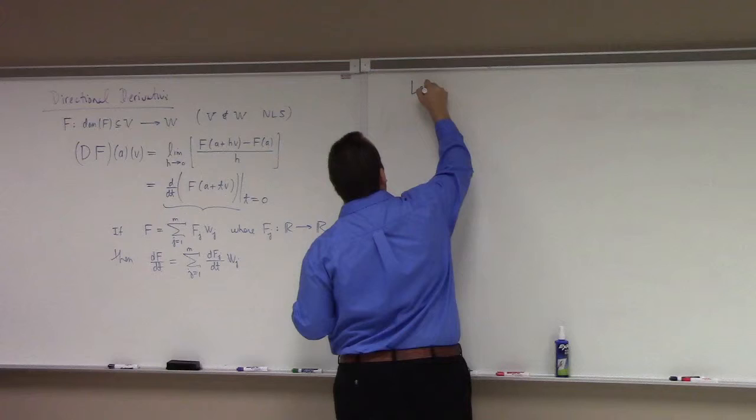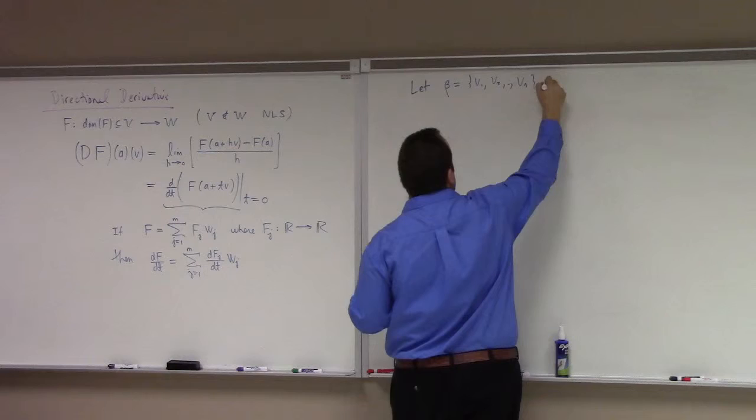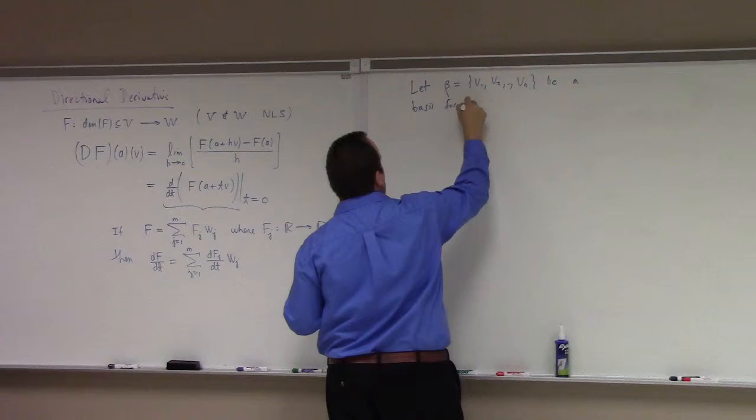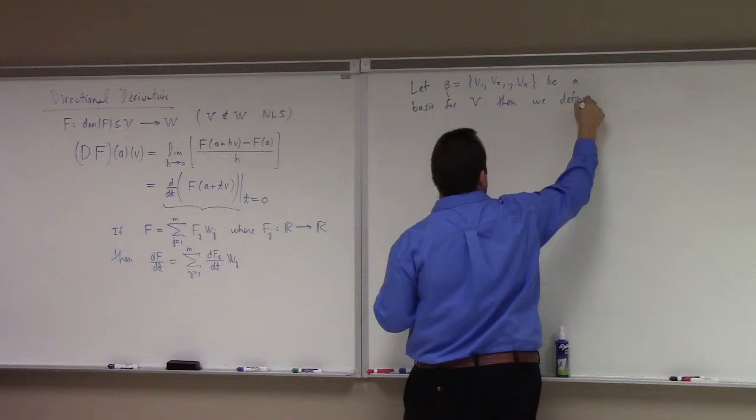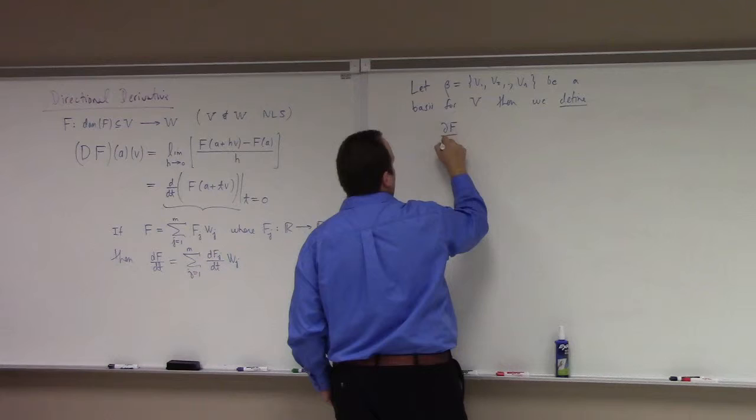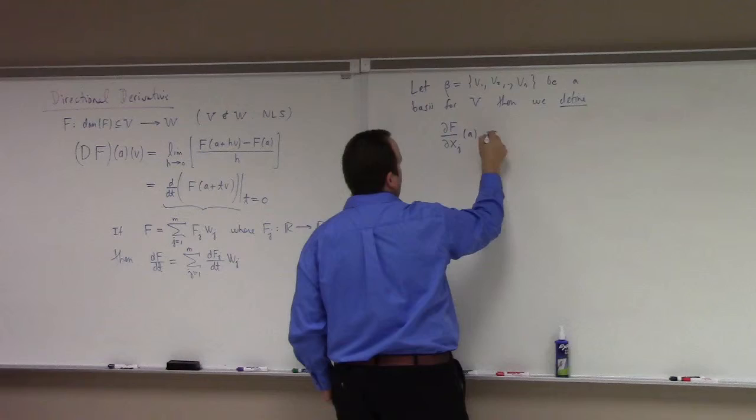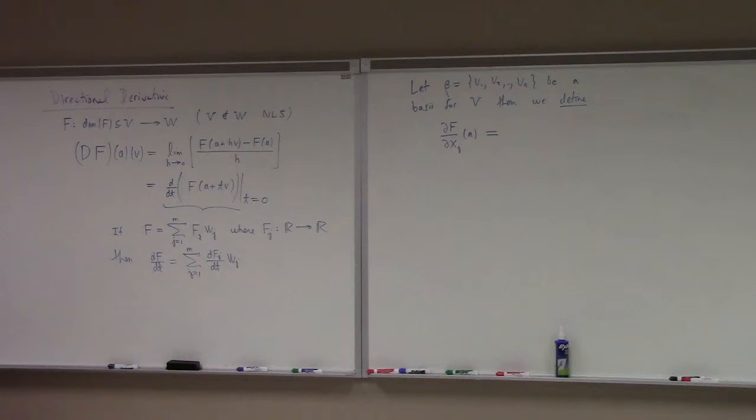Let beta v1, v2, and so on up to vn be a basis for V. Then we define partial f, partial xj at the point A to be what? What should the partial derivative of f in the xj-th direction at the point A be?